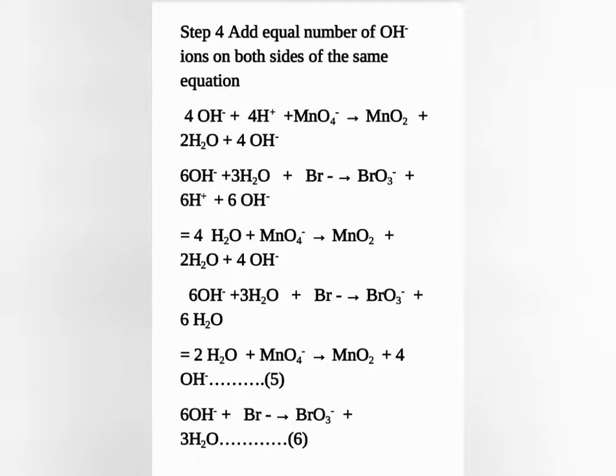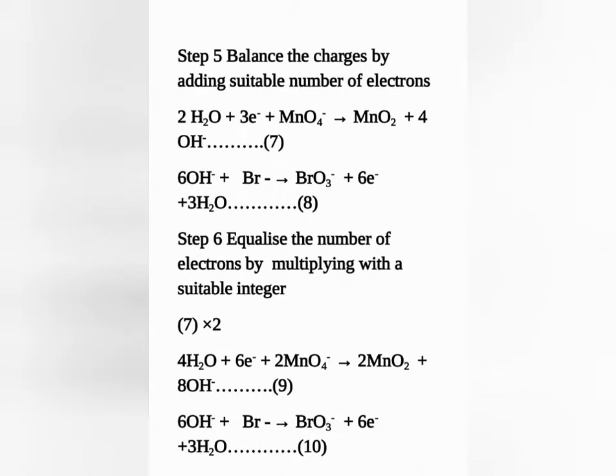Up to this point we were adding water molecules on one side and H plus on the other. Instead of that, we will have to add an equal number of OH minus ions on the left hand side and right hand side of the same equation. So this is step number 4, that is, add an equal number of OH minus ions. Then step number 5 is the same thing: balance the charges on both sides of the same chemical equation by adding a suitable number of electrons.